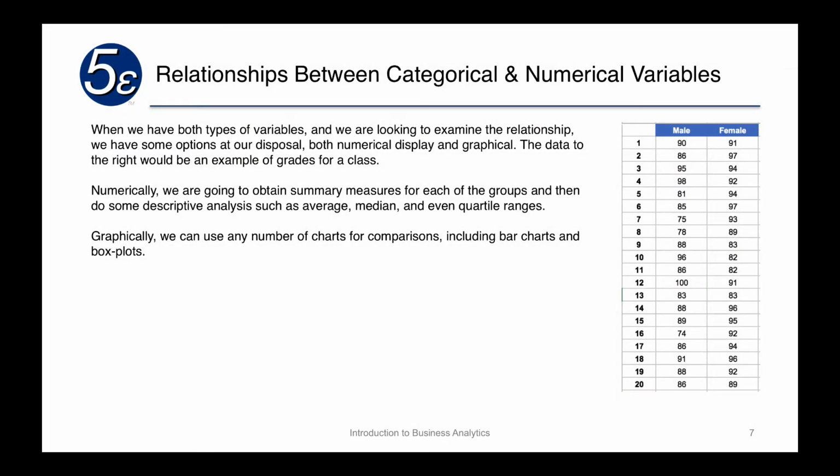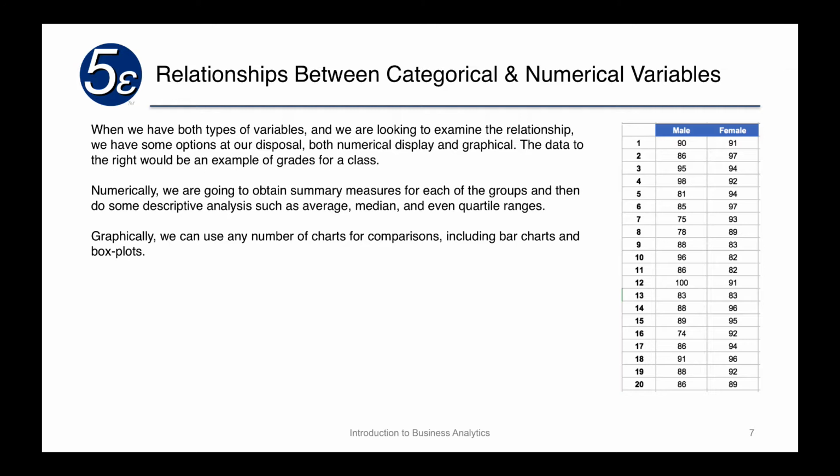Now, if we have categorical and numerical variables, then we're looking to examine this relationship, and we have a little bit of a difference that we need to focus on. So here we have an example of the male and female data set. We have a number of test scores, from 90, let's say, to 86 for the male, 91 to 89 for the female, in rows 1 through 20.